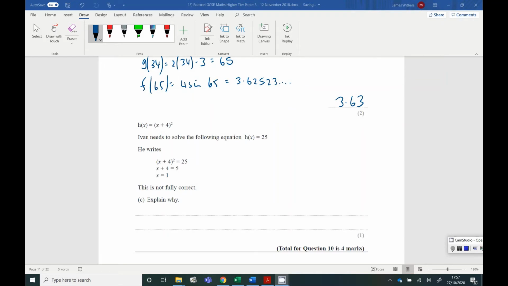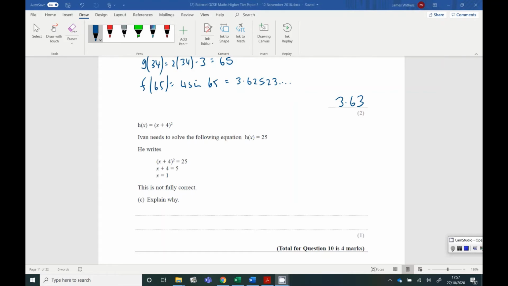Now for part C, we've got to see where Ivan's gone wrong. So let's have a look. x plus 4 all squared equals 25. That's fine. So now when he's square rooted, x plus 4 equaling 5, well that's true, but you've got to remember that when you square root 25, not only do you get 5, you also get minus 5. So it's not fully correct, so it's not wrong, but it's not fully correct because Ivan has failed to pick up the second solution, which is when x plus 4 equals minus 5.